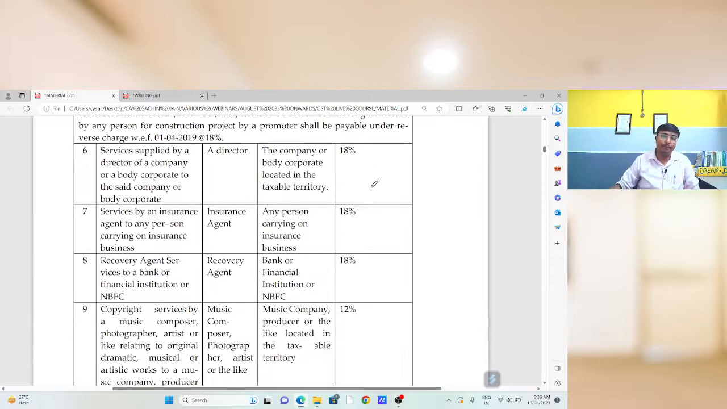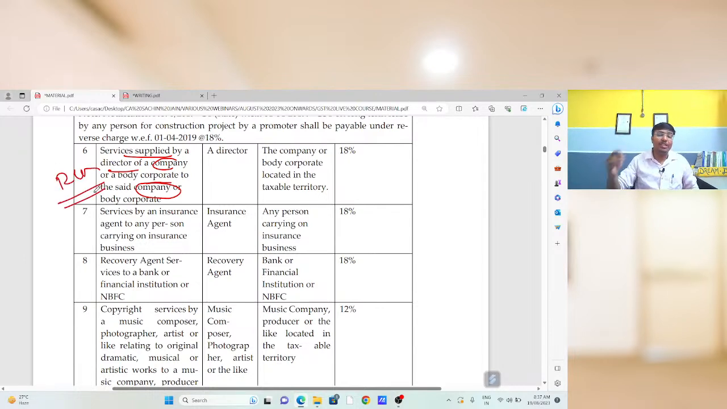Services supplied by a director of a company to the body corporate or company: in that case the recipient, that is the company or body corporate, is liable to make the payment of taxes. The director is not liable to make the payment of taxes. Suppose Mr. X is the director of Batuk Consultancy and Networking Private Limited, and if that director makes any supply of services to the company, that director is not required to pay any taxes. Batuk Consultancy is going to make the payment of taxes under reverse charge mechanism.